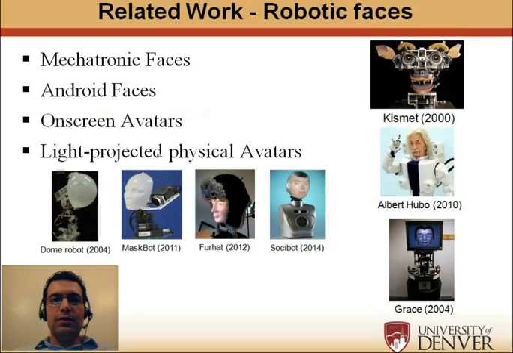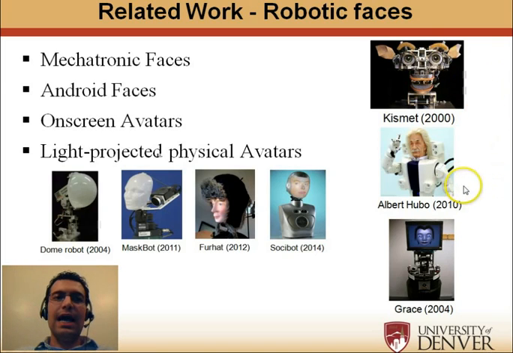We can categorize robotic faces into 4 categories. Mechatronic faces use mechatronic and electronic actuators. They have the advantage of being 3D, but they look much like a stereotypical robotic face rather than a human face. Examples are Kismet, developed at MIT in 2000.